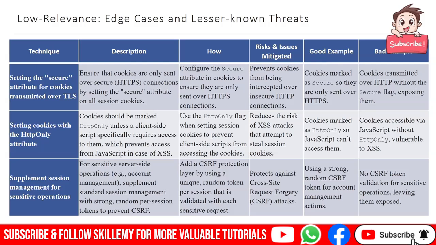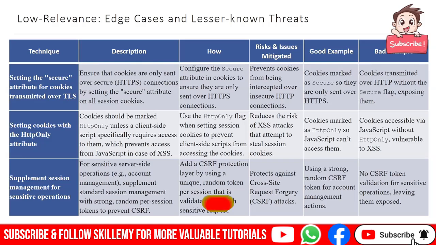The secure attribute ensures that cookies, such as session IDs, are only transmitted over secure, encrypted HTTPS channels. Without this attribute, cookies could potentially be transmitted over insecure HTTP connections, leaving them vulnerable to interception by attackers. For example, on public Wi-Fi, if a session cookie is sent without the secure flag over HTTP, a malicious actor could intercept that cookie and use it to hijack the user's session.